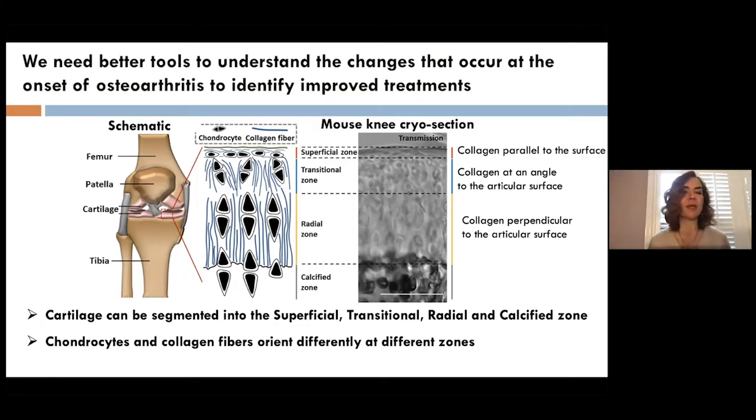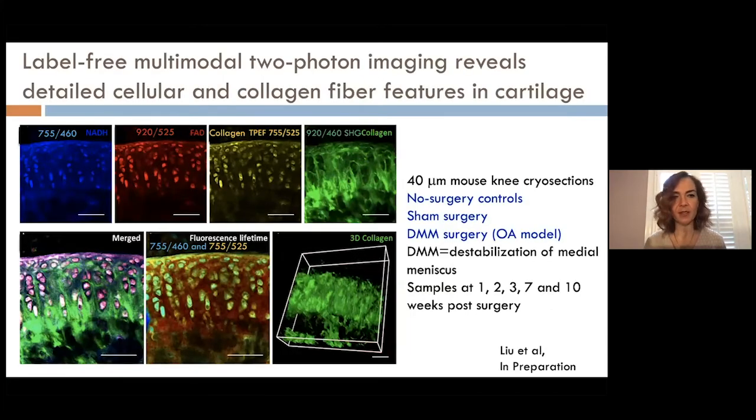The problem is that usually we detect osteoarthritis when we get to the point where there's pain. Even in our animal models, there are not really good tools to help us study the development of this process at very early stages. So we wanted to see if we can use our tools to get some insights.